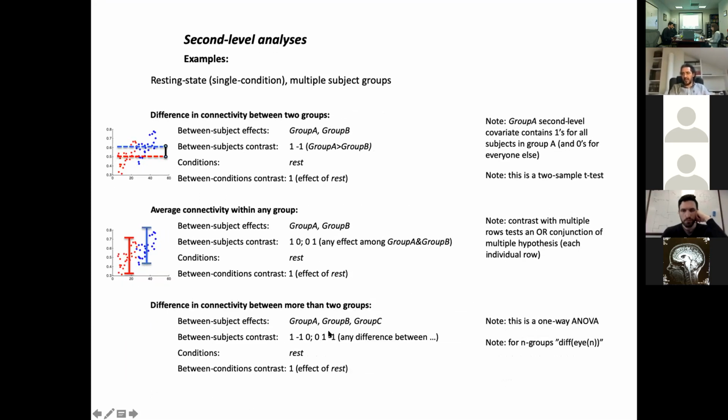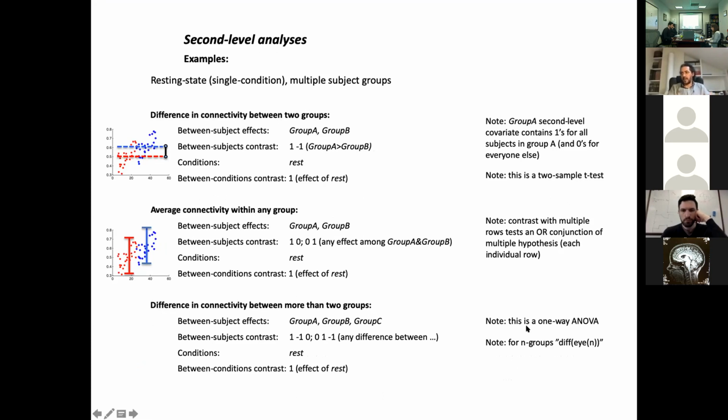Is group B different from group C? That's the second contrast. And is group A different from group C? That would be the third contrast that doesn't appear here. And does any of these three things happen? That's basically a way to specify whether there is any difference between the groups. And that's the way that an ANOVA test actually runs these things.